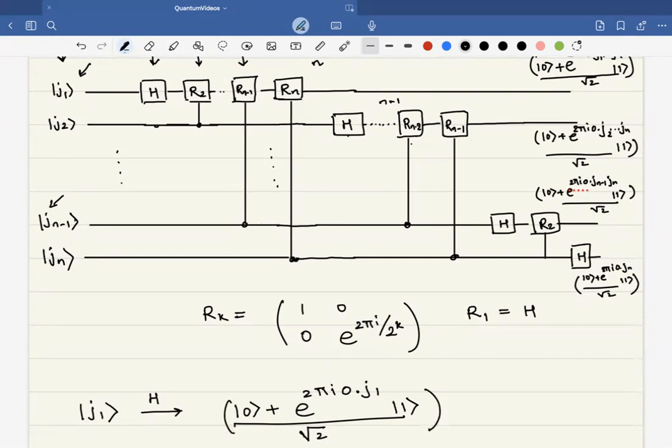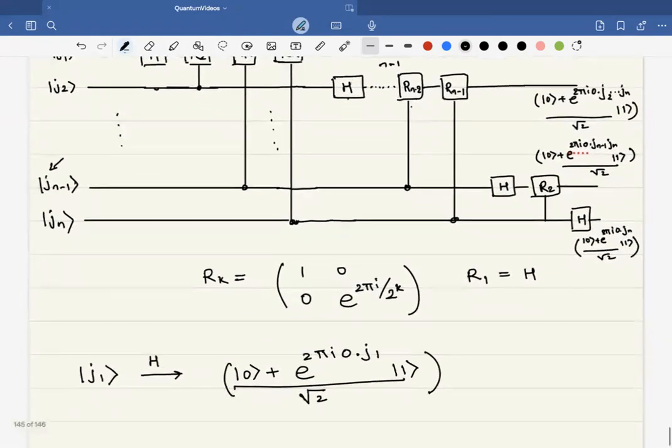Why is that? Recall that the Hadamard gate takes ket 0 to ket 0 plus ket 1 over square root of 2 and takes ket 1 to ket 0 minus ket 1 over square root of 2.